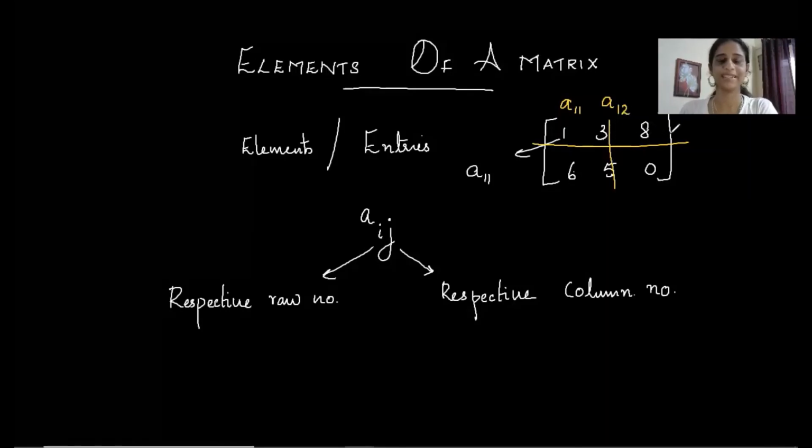What about this 8? 8 is A13. 8 is the intersection of first row, third column. So 8 is A13, like that. 6 is A21. That is, the 6 belongs to the second row, first column, like that.